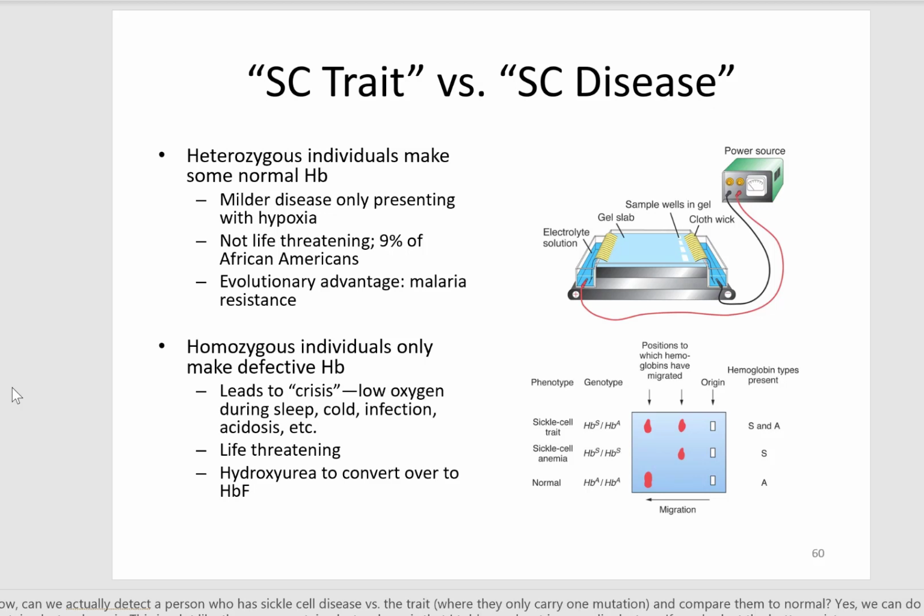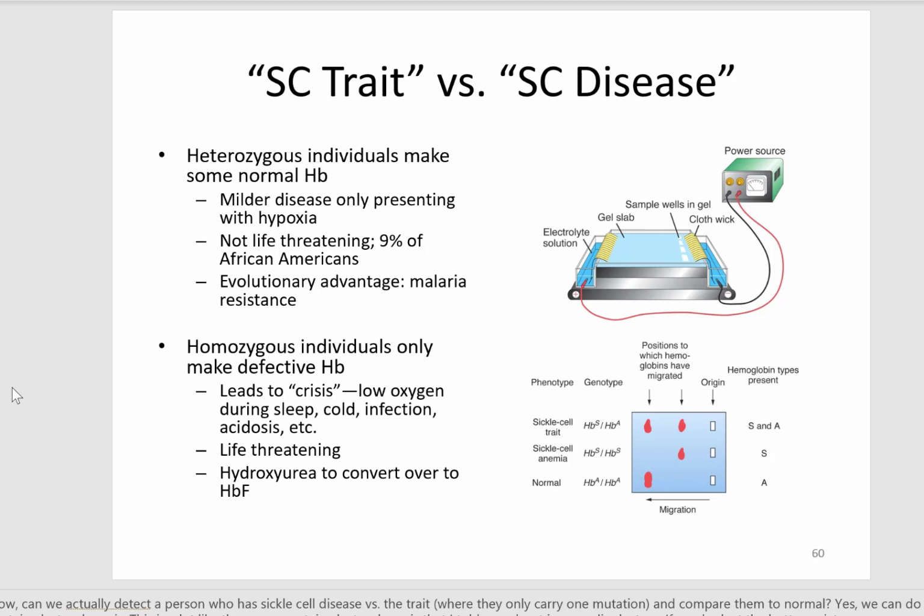If you look at the bottom picture, you are seeing a gel. We've loaded blood from a normal person, a person with sickle cell anemia, and a person with sickle cell trait. You'll notice that their Hb chains, their beta chains, or their S chains, if that's the case, will migrate in an electrical field differently. So we can compare the people with sickle cell trait or sickle cell disease to a normal person and determine if they have two bad copies of their beta globin gene versus one bad copy.